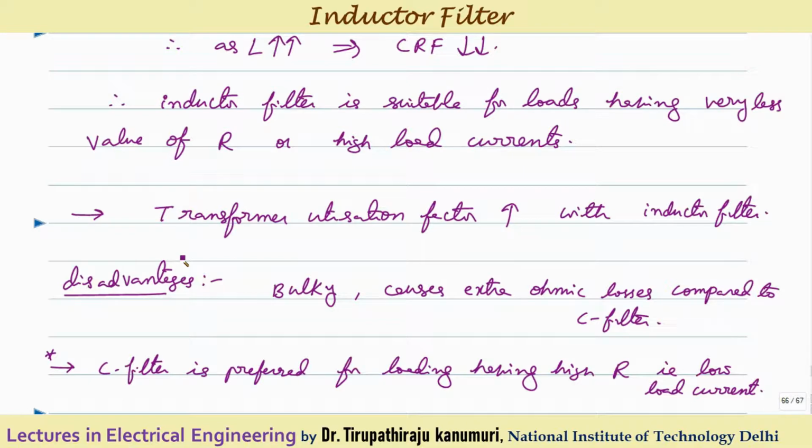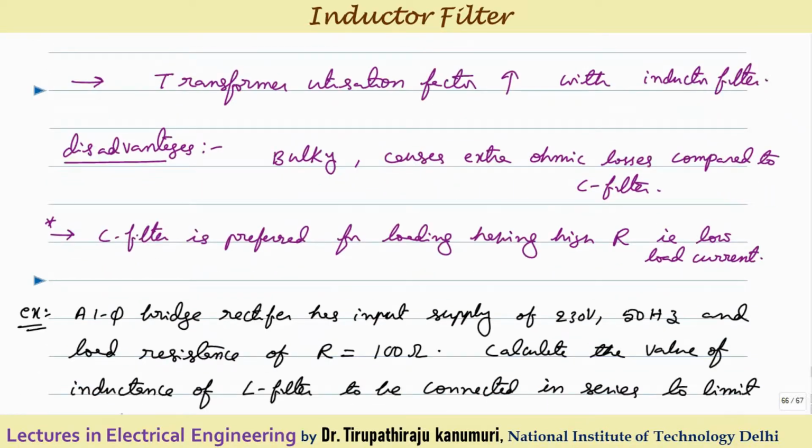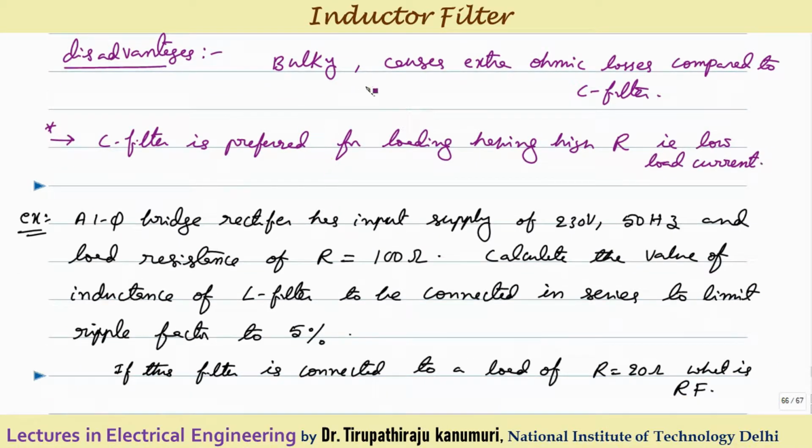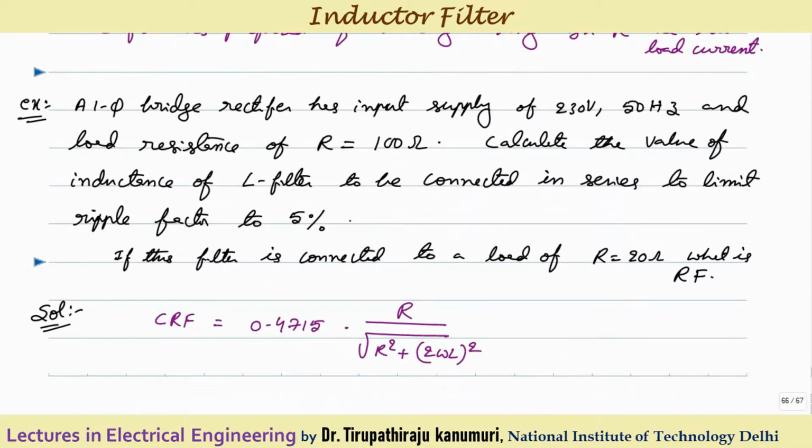Another advantage of going for this inductor filter is that the transformer utilization factor improves. But the disadvantage is your circuit becomes bulky and causes extra ohmic losses compared to the capacitor filter. In the case of the capacitor filter, the losses are less and it is not bulky, it will be simple.